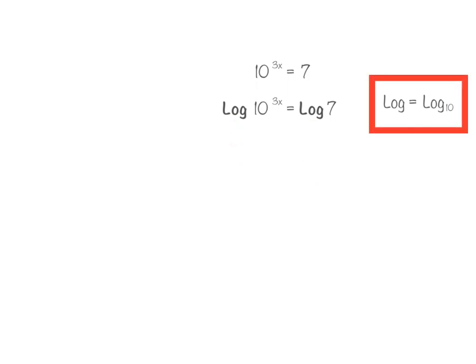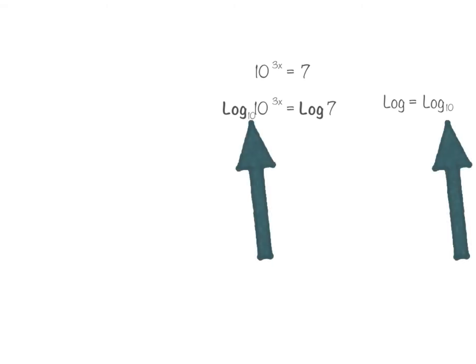Remember that log base 10 is so common that it's typically written as just log, and it doesn't usually have that base 10 in there. So you'll notice that that base 10, which is understood but not written in, is the same as my term 10. So log base 10 of 10 raised to the 3x power equals log base 10 of 7.